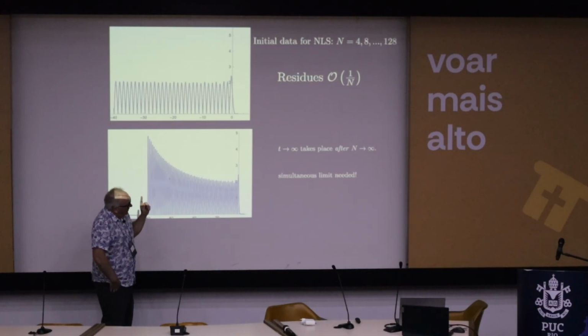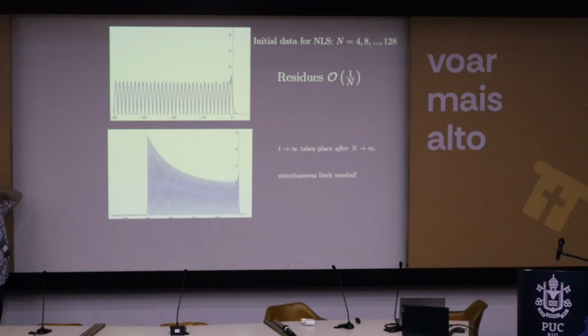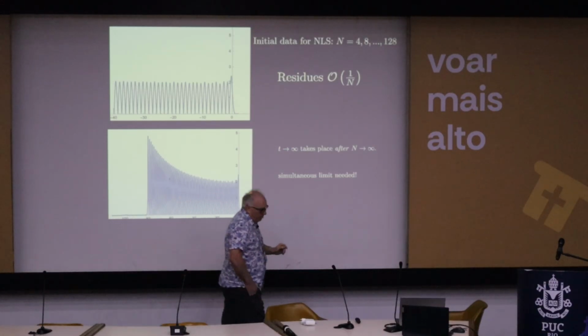Okay, and that is part of the reason why we needed to take n to infinity first and then let t go to infinity second, because it was easy to do the analysis when the residues were all of this size, going off to 0.